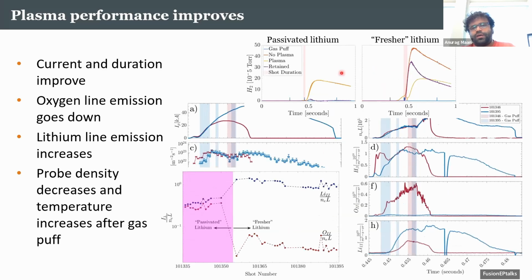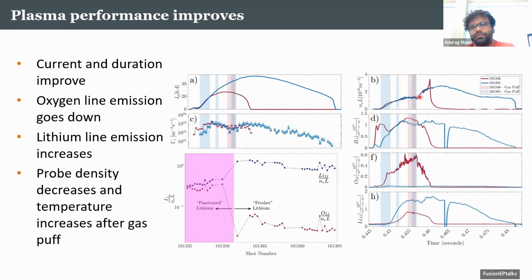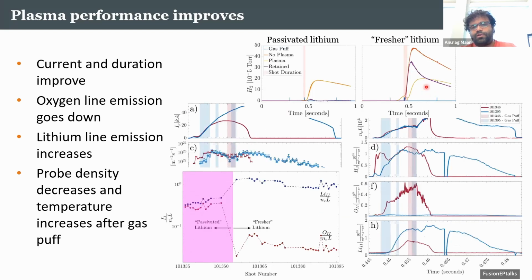In addition to that, it looks like these week-old lithium surfaces, which is lithium oxide primarily on the top, were doing much better at pumping. To sustain the same line-integrated electron density, we had to pump in 2.5 times more gas. And the difference between gas puff with plasma and with no plasma was substantial, as compared to passivated lithium, where there was little to no difference.